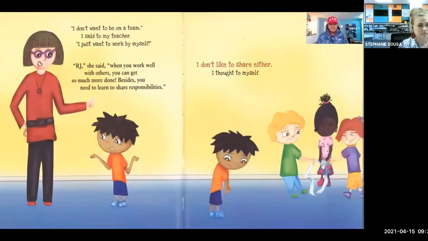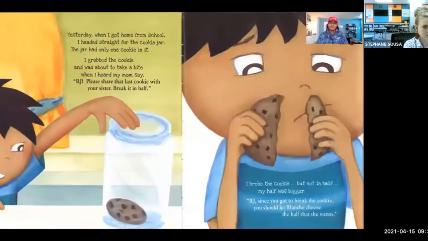I don't want to be on a team, I said to my teacher. I just want to work by myself. RJ, she said, when you work well with others, you can get so much more done. Besides, you need to learn to share responsibilities. I don't like to share it either, I thought to myself. Yesterday, when I got home from school, I headed straight for the cookie jar. The jar had only one cookie in it. I grabbed the cookie and was about to take a bite when I heard my mom say, RJ, please share that last cookie with your sister.